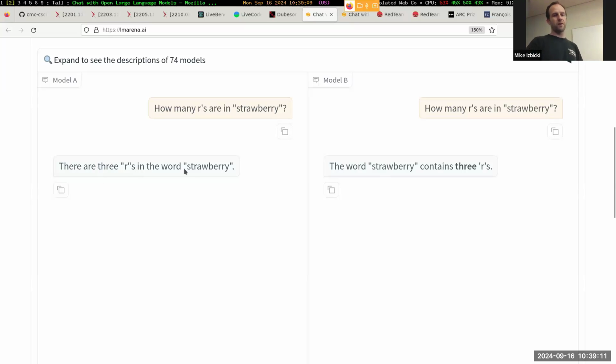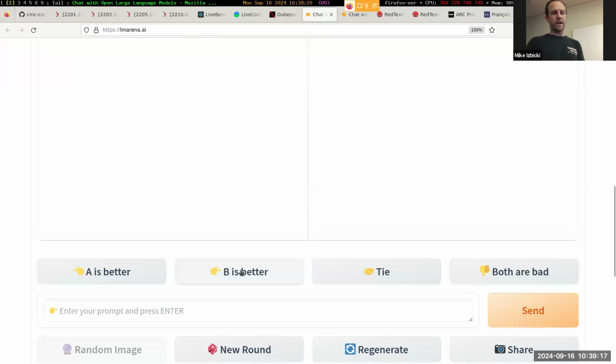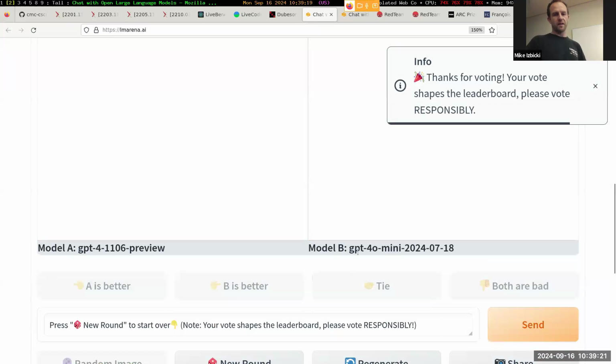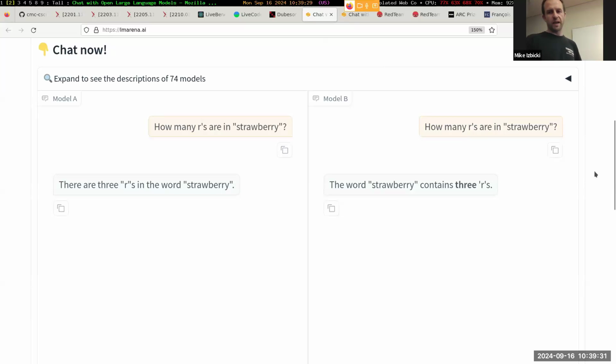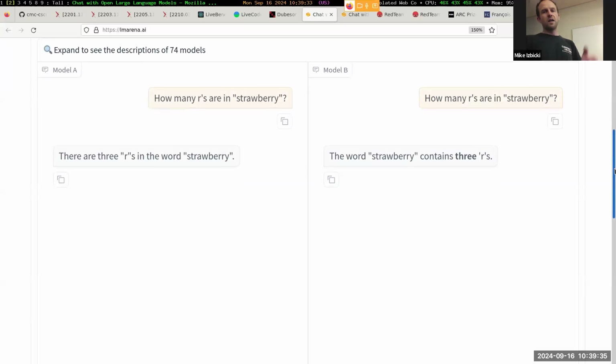In this case, both of them get it correct. There are 3 R's in the word strawberry. The word strawberry contains 3 R's. And so we can rank the answers down here. I'll say it's a tie because they both got it correct. And here GPT-4o mini and GPT-4 happened to get both of those correct this time. So again, I guess that's the stochastic nature of these things, is sometimes they'll get things correct, sometimes not correct.